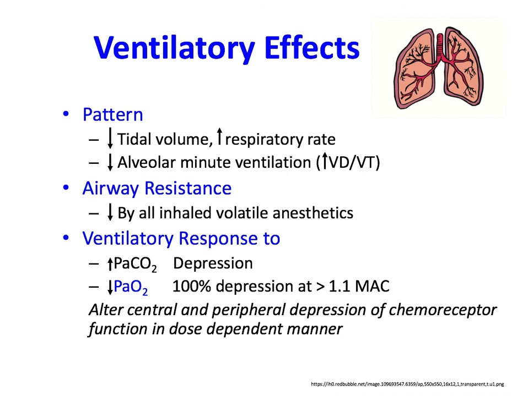They're all bronchodilators of the lower airways, and all of them depress the ventilatory response to both carbon dioxide going up and oxygen going down. In other words, if CO2 goes up, normally we'll breathe faster, but the volatile anesthetics are going to depress that. And normally, if we become hypoxic, our body will respond with hyperventilation, and that's greatly depressed by the volatile anesthetics. They're altering both central and peripheral chemoreceptor function in a dose-dependent manner.